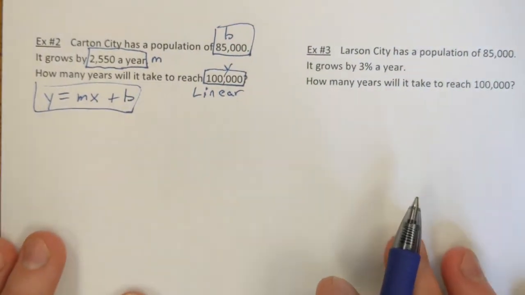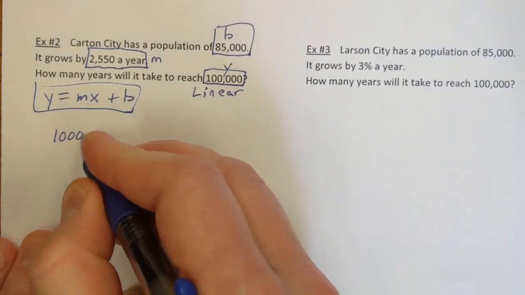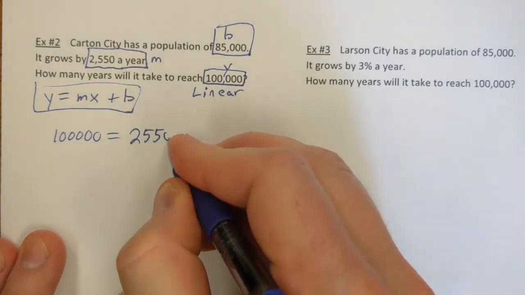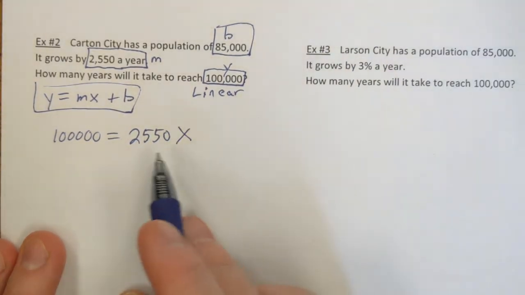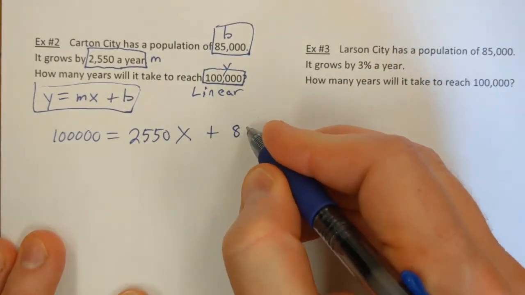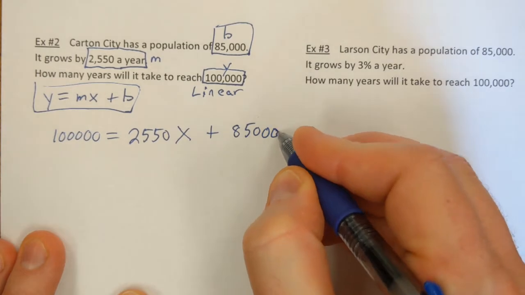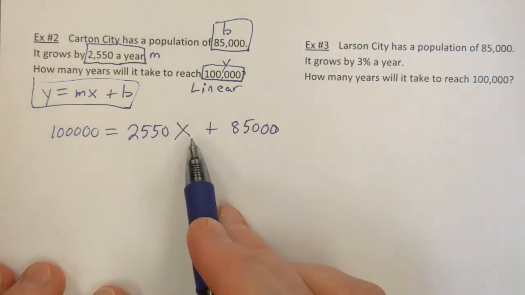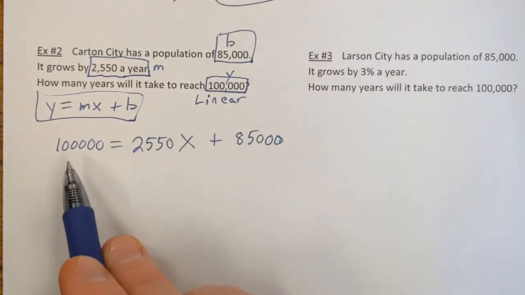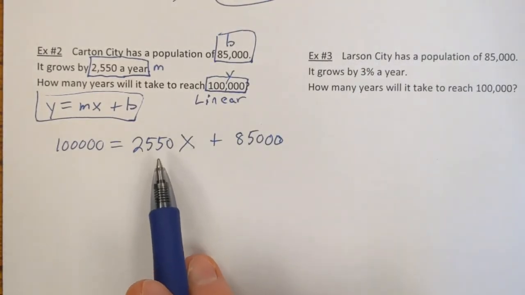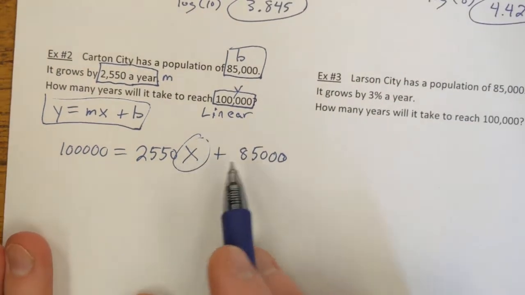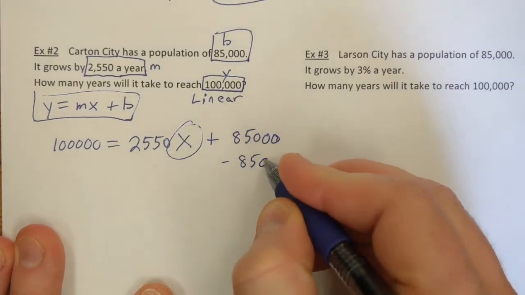So plugging these into our linear growth formula, we have the final value equal to this slope times an unknown number of years, x. We don't know how many years it's growing by this much. And a starting value, b, of 85,000. We need to solve for time. How many years does it take? How many years will it take to grow from 85,000 to 100,000 by growing at this rate? Solve for x. Well, this is just a plain old x. This x is not the power of x. It's just a plain old x.